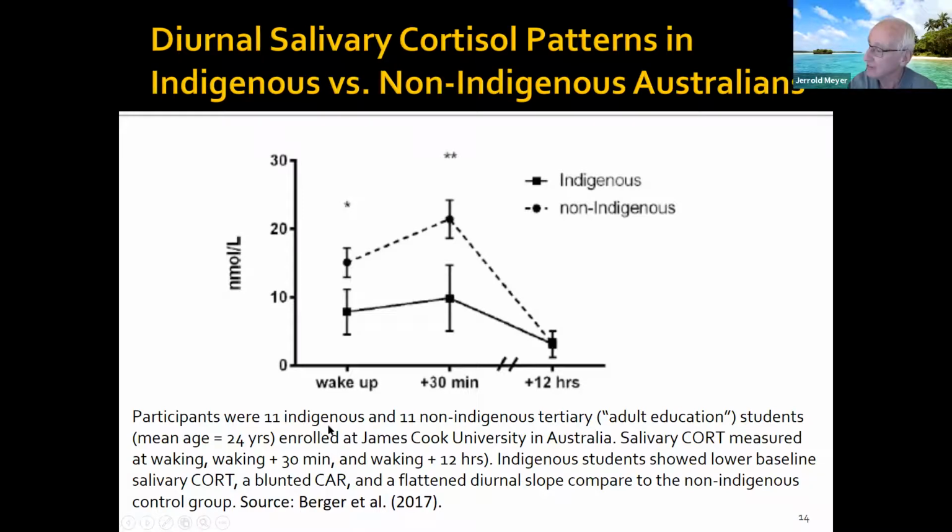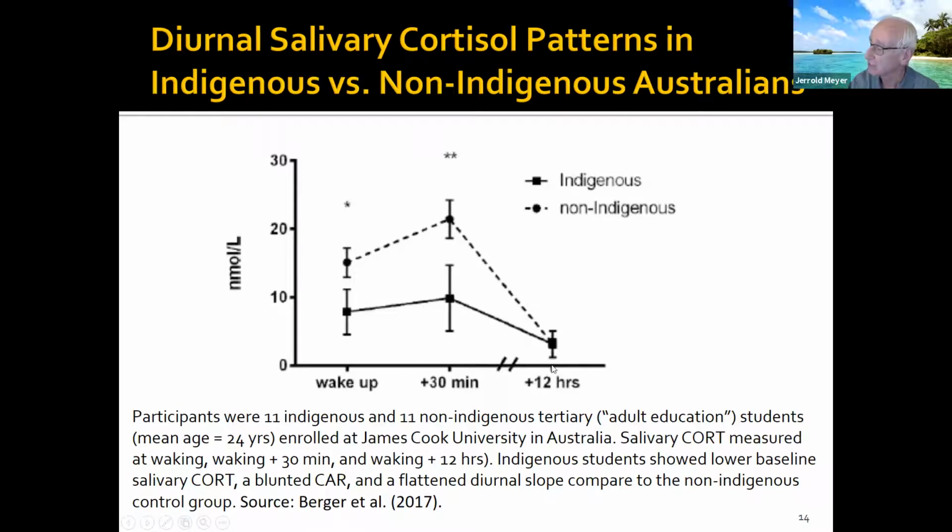He had 11 indigenous students in Australia, at his university, James Cook, as well as 11 non-indigenous. These were adult education students, so they weren't a typical college age. And they measured cortisol at 3 time points: wake up, 30 minutes for the CAR, and then 12 hours later to get the slope.